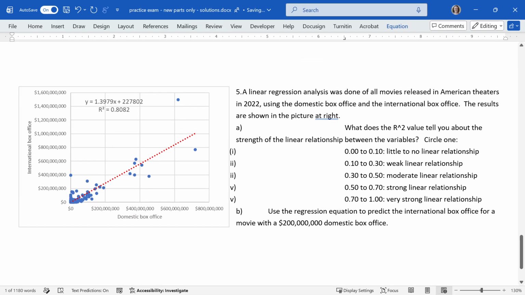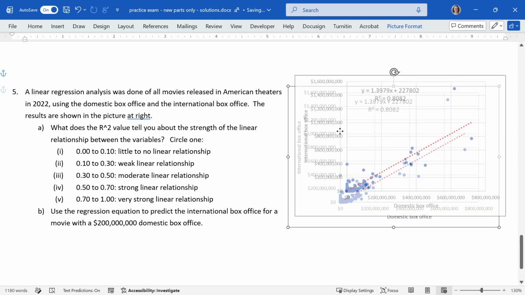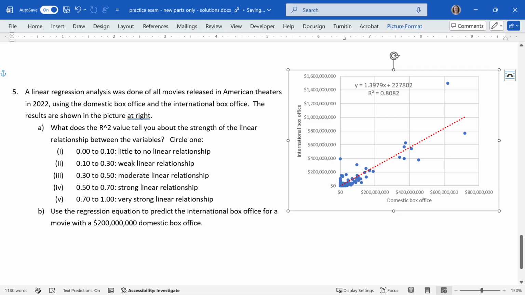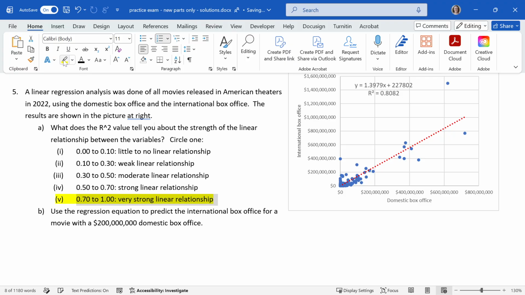Number 5. A linear regression analysis was done of all movies released in American theaters in 2022, using the domestic box office and the international box office. This is bugging me, let me put this over here. And the results are shown over here. What does the R-squared value tell you about the strength of the linear relationship? So not as strong of a relationship this time, but it's still pretty strong. So this is in the very strong category, not as high as the last one though.